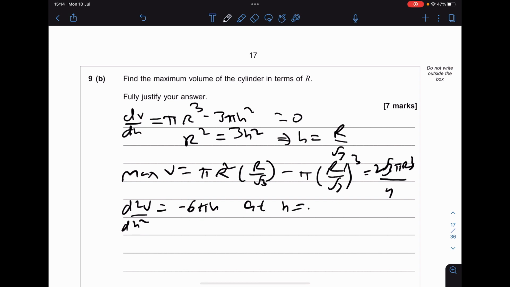At h is r over root 3. The second derivative is going to be negative. So a max volume. Cool.